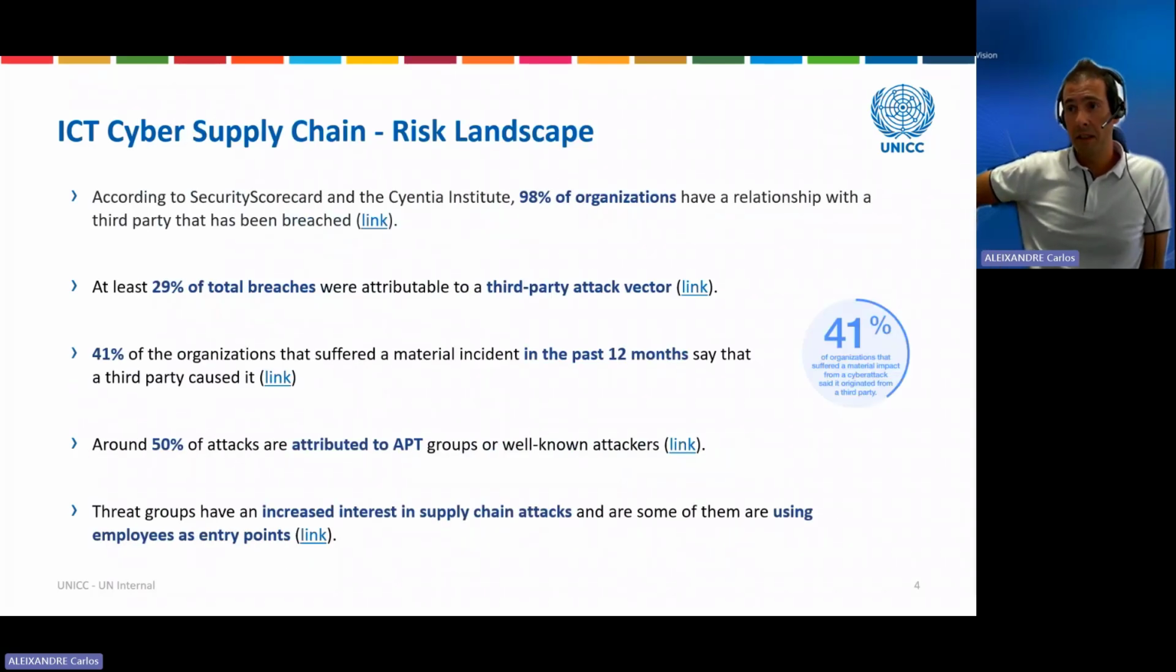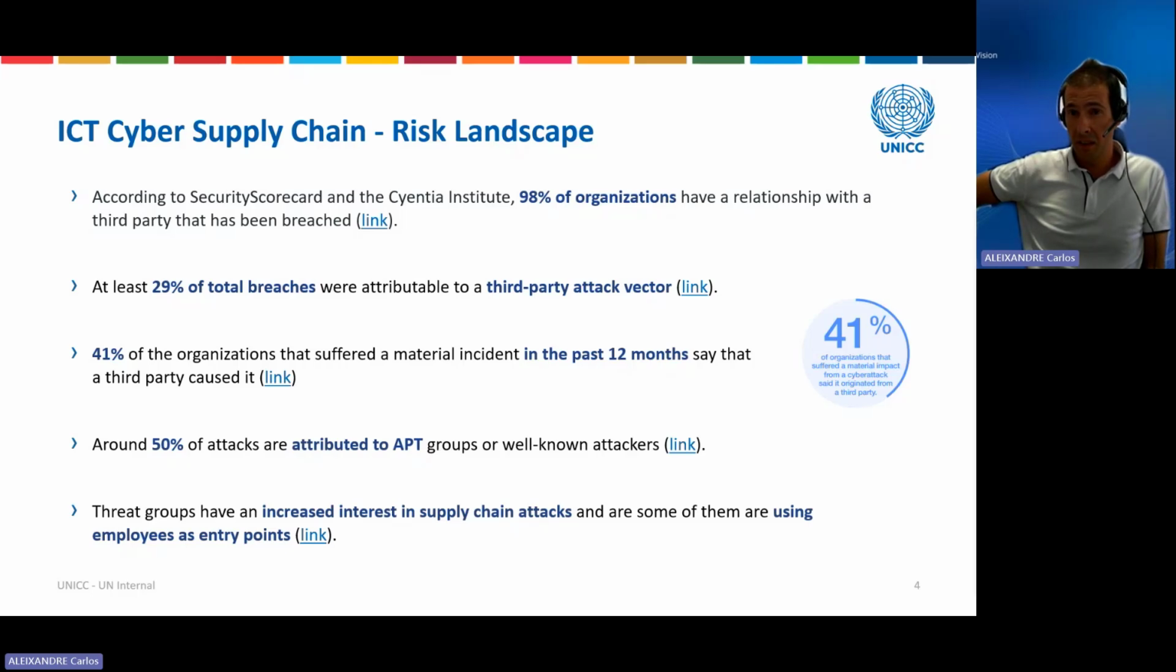So we know that the impact could be very high if we don't manage this properly, but what about the likelihood of this happening, right? And here I have put some statistics to give you more context on the current ICT cyber supply risk landscape. So first one, according to Security Scorecard, 98% of the organizations have a relationship with a third party that has been breached. So this is a very big number.